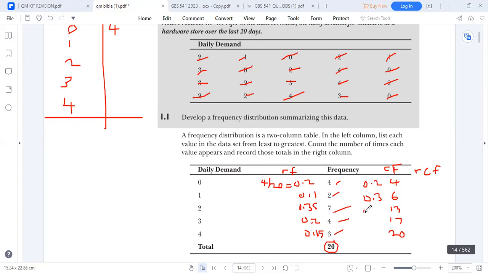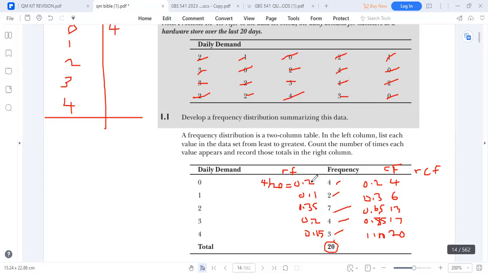13 divided by 20, 0.65. 17 divided by 20, 0.85. Then 20 out of 20, 1.00. The last number should be 100%.